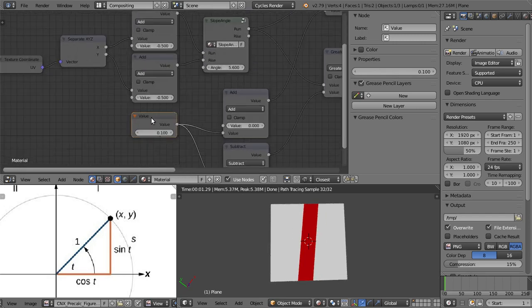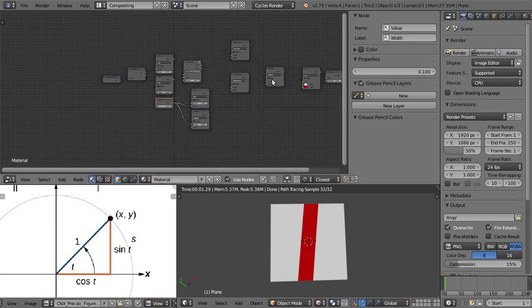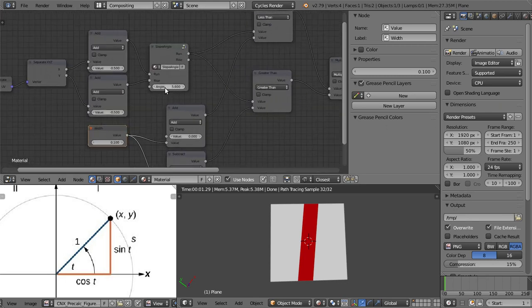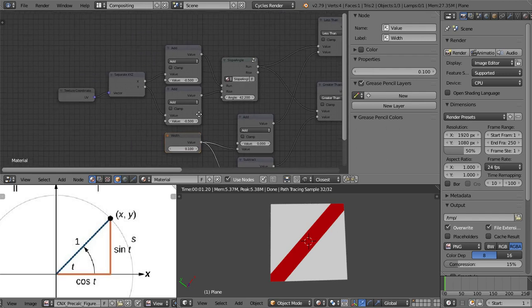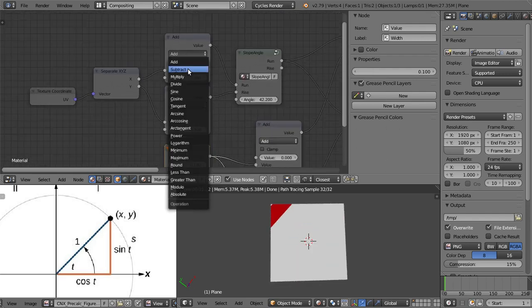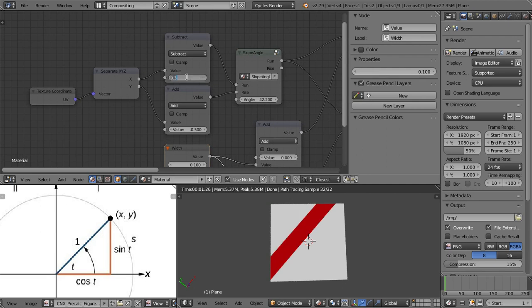So this will be width for now. And we can control the angle. How about that? So now we can control the angle of the dangle on the stripe. And this is the offset of the X and Y. You could probably change that to subtract, given the way the coordinates work.